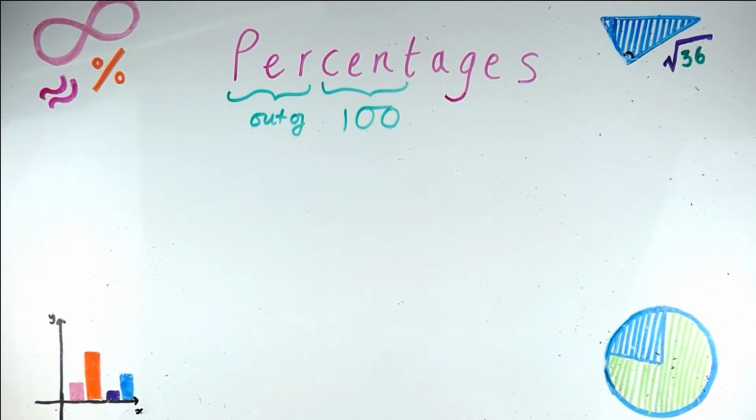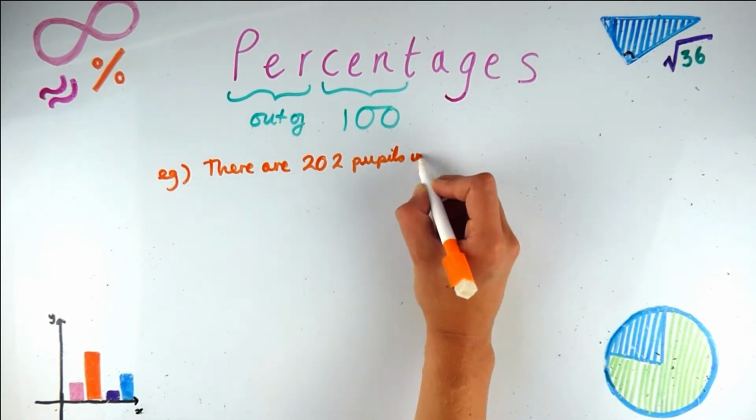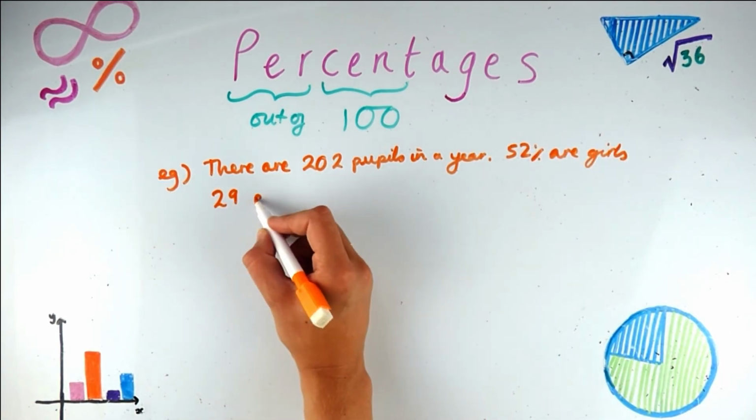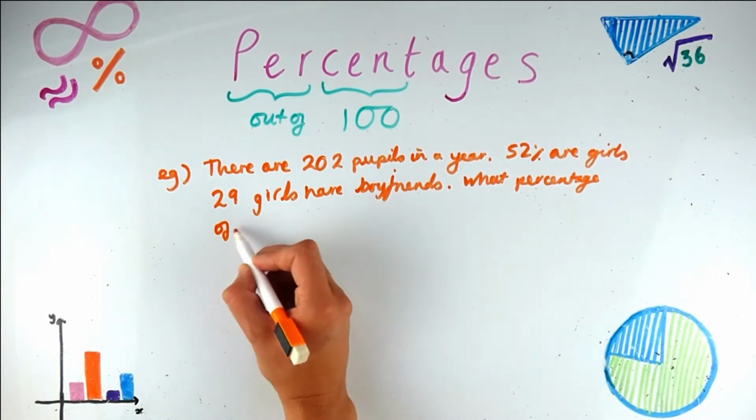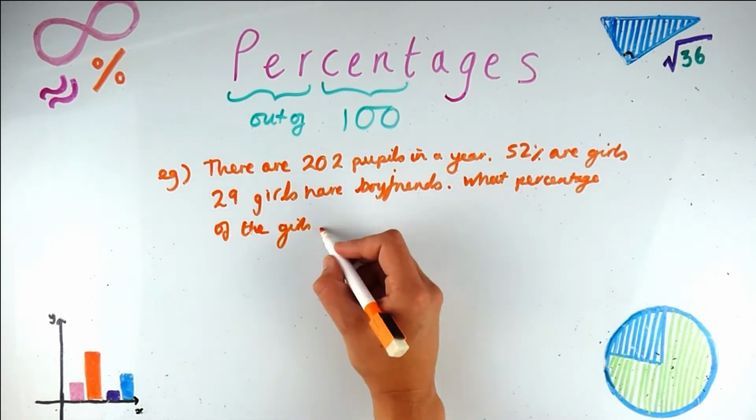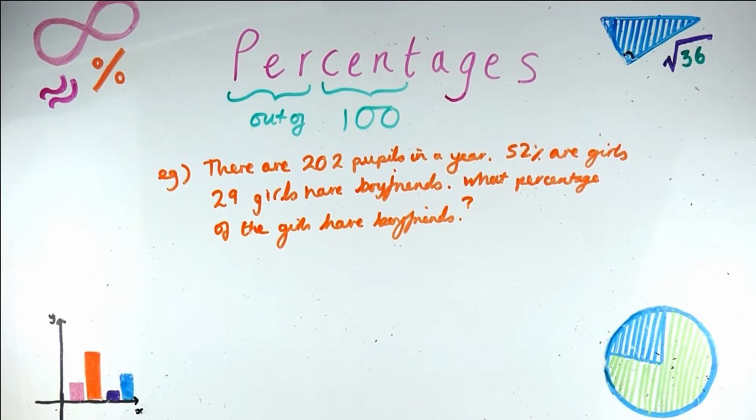Now I'm just going to do another example of that sort of question that's a bit more like a story, or something that you have to pull the information out of. Okay, so there are 202 pupils in a year. 52% are girls, 29 girls have boyfriends. What percentage of the girls have boyfriends?